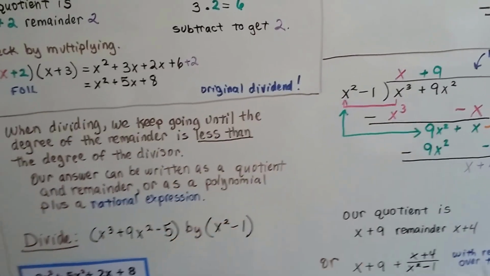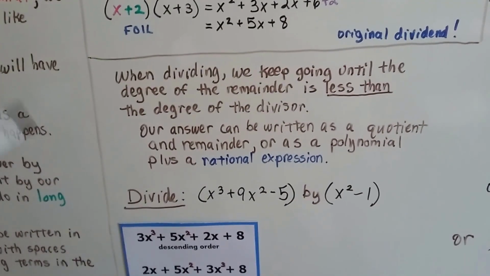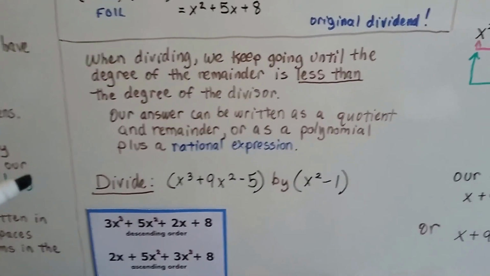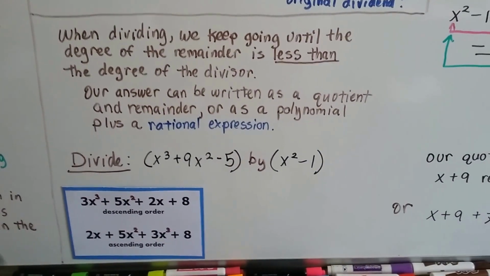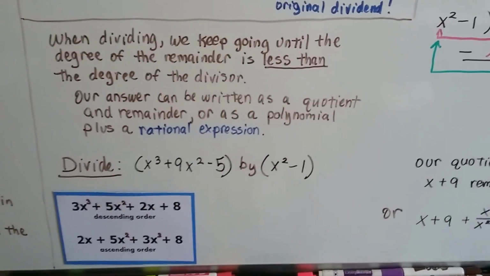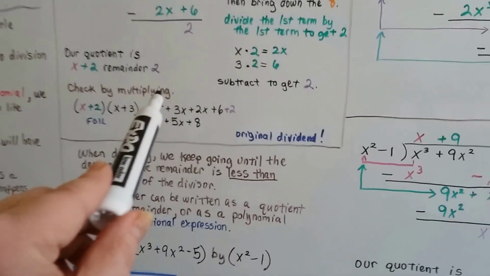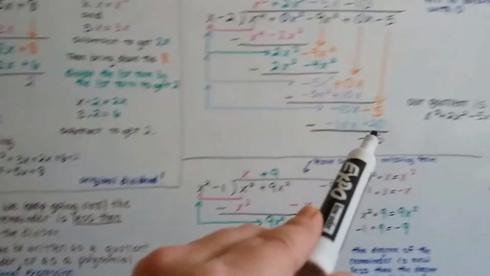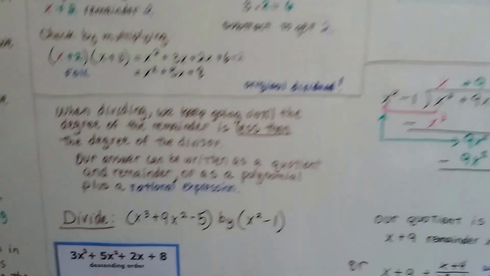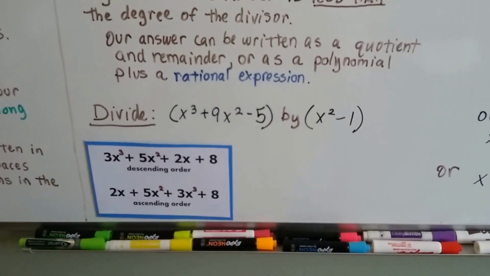It's not smaller yet, see? All right, so the degree of the remainder has to be smaller than the degree of the divisor. And our answer can be written as a quotient. We just saw that. And remainder, or as a polynomial plus a rational expression. So we can either leave it as a 2 like we did here, or we can write the remainder over the divisor, can't we? So we need to divide this polynomial by this polynomial.